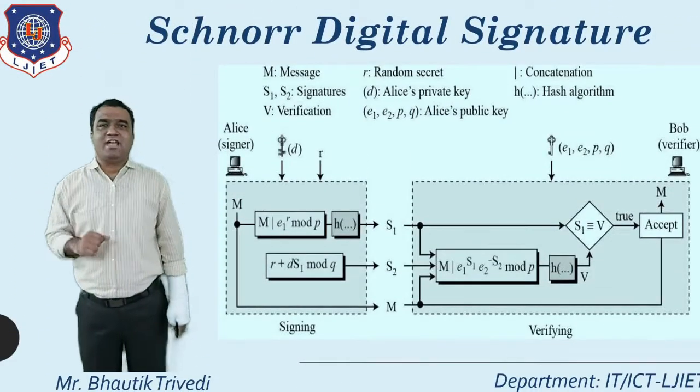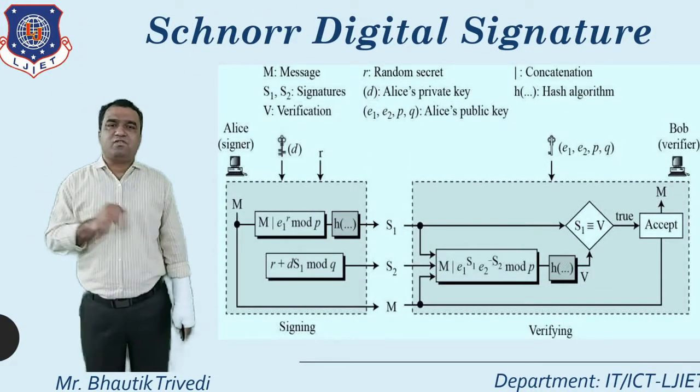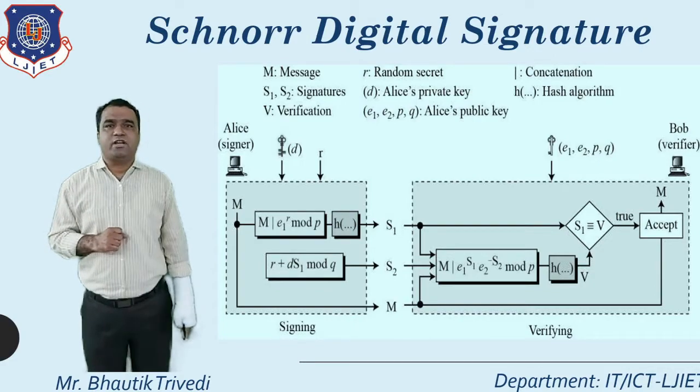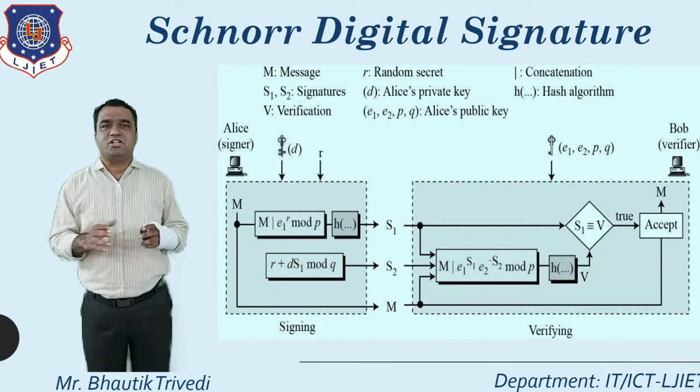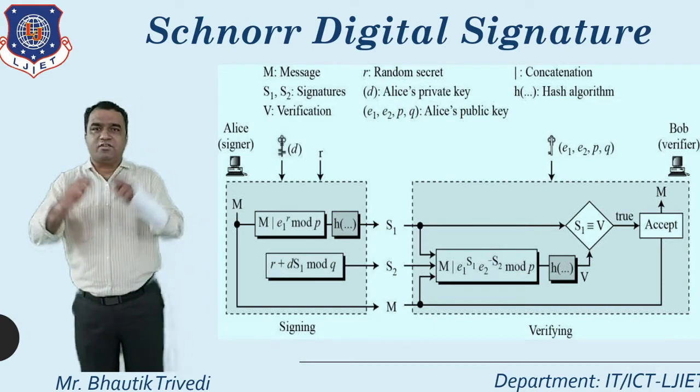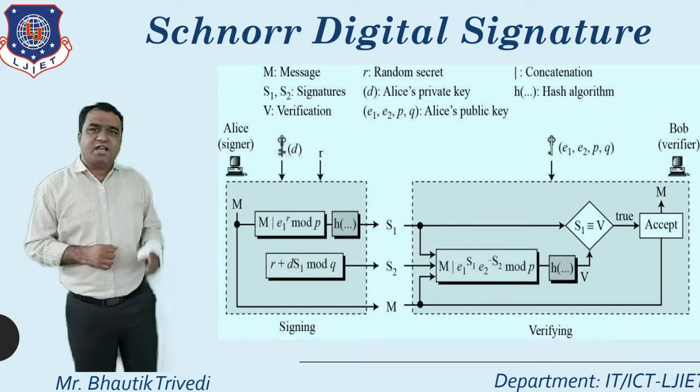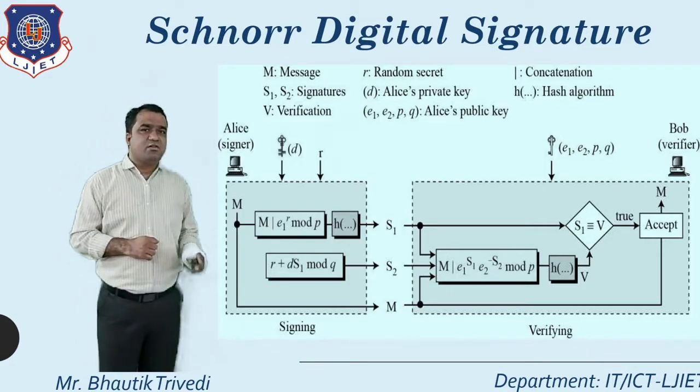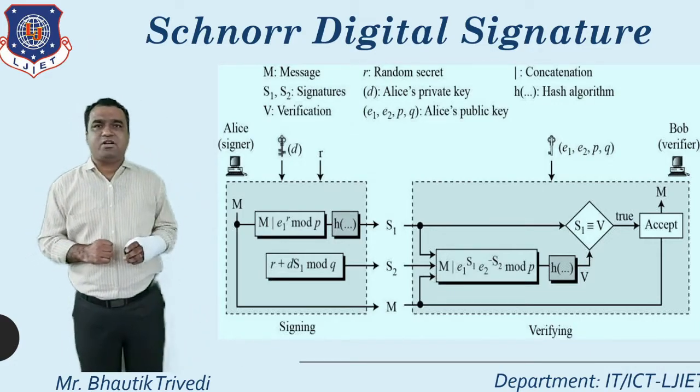So this is about the ElGamal digital signature. After that, one important point is the Schnorr digital signature. The Schnorr digital signature supports different parameters. Again, I repeat the parameters, so that at least you know the names of the parameters.